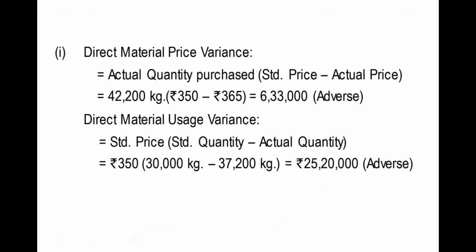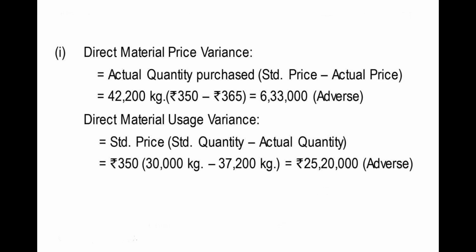That should be multiplied with the standard price. The resulting figure would be 25,20,000. It should be called adverse to the company. Why? Because as per the management policy, the management has set the standard of 30,000 kgs of raw material to be consumed. But how much have we consumed?